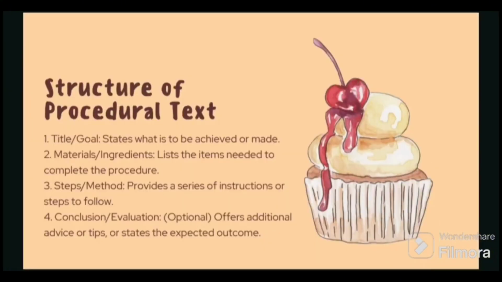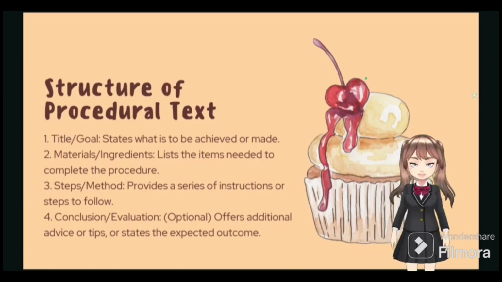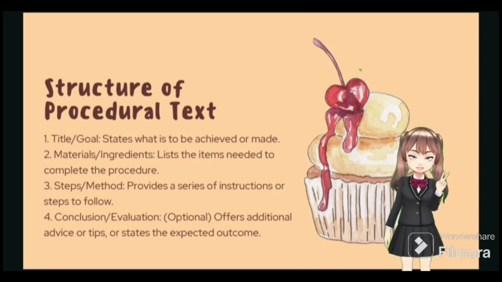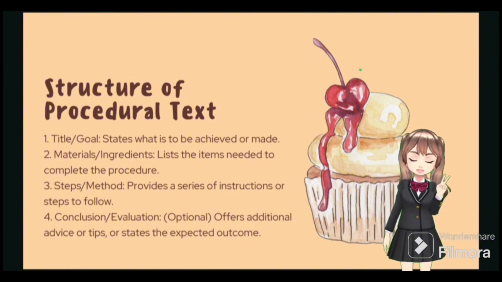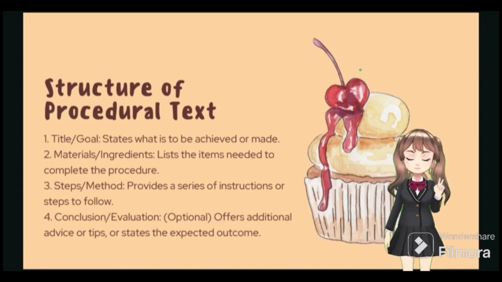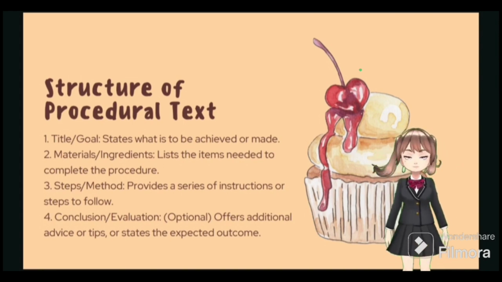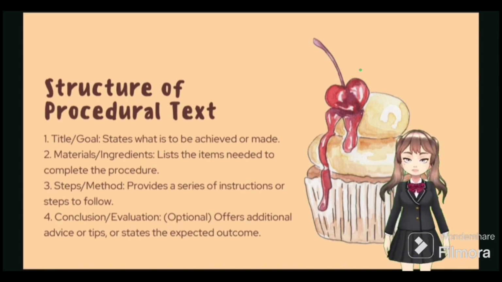Structure of procedural text. The first, title or goal, states what is to be achieved or made. Secondly, materials or ingredients, list the items needed to complete the procedure. And then steps or method, provide a series of instructions or steps to follow. And the last, conclusion, offers additional advice or tips or states the expected outcome.